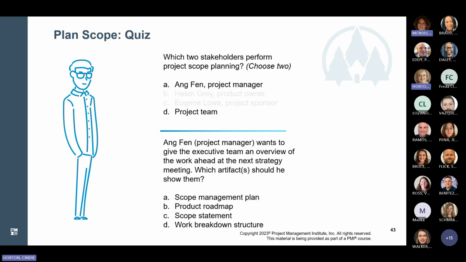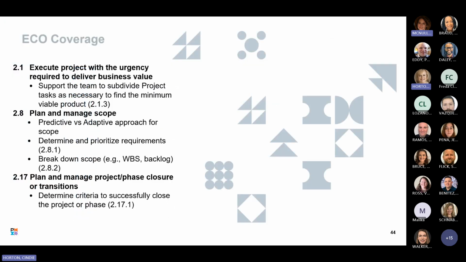So Ang Finn, who's the project manager, wants to give the executive team an overview of the work ahead at the next strategy meeting. Which artifacts should he show them? The roadmap. Is everybody in agreement? Yes. All right, roadmap. Correct. Yes, absolutely. That product roadmap is going to give them that high-level view. Okay, perfect.